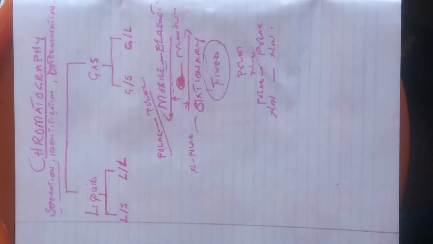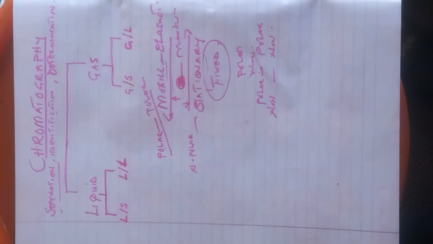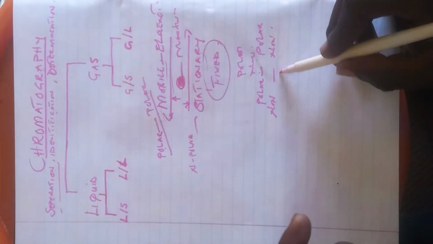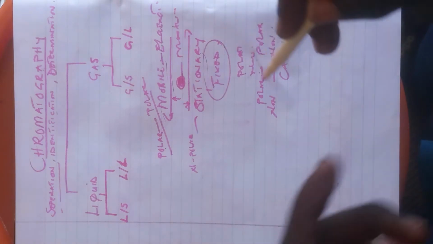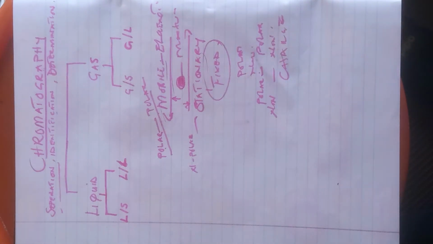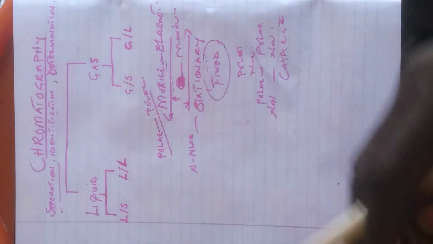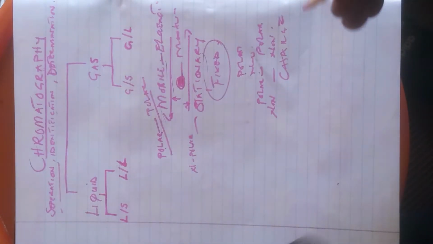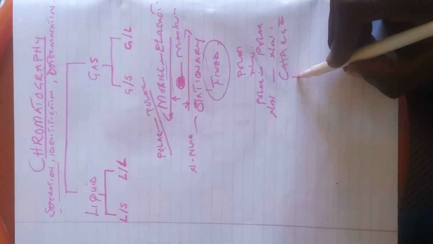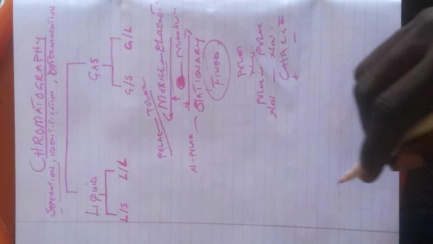If it's vice versa, then everything, just know that polar interacts with polar and non-polar interacts with non-polar. Polarity differs a lot from charge. So do not mistake polarity for ion exchange or charge. There are types of chromatography like ion exchange, which depends on ions, how anionic or cationic a molecule is. So charge depends on positivity or negativity.